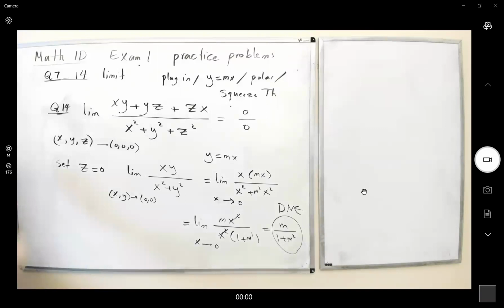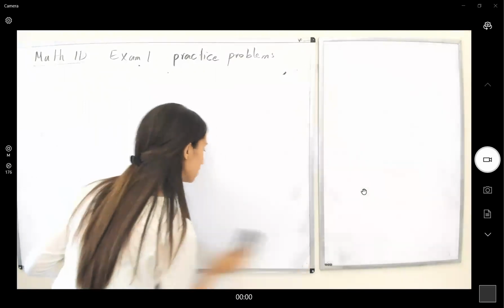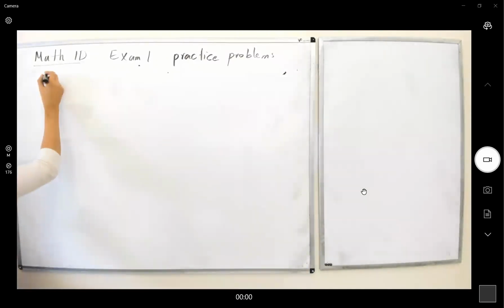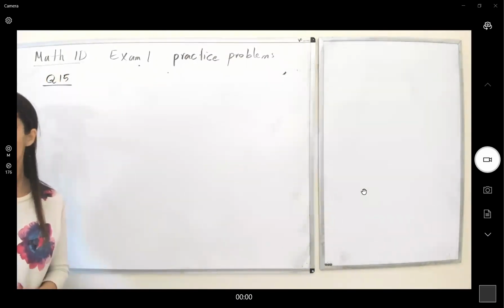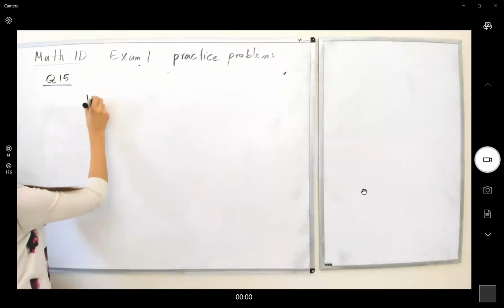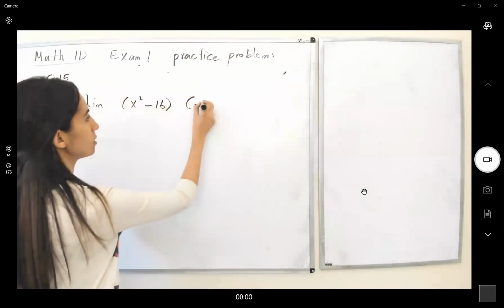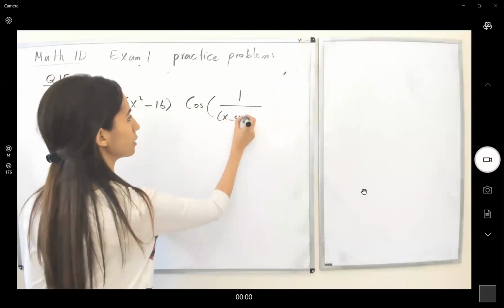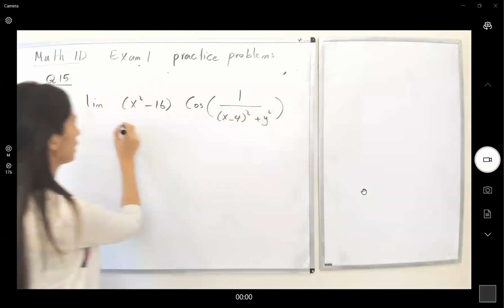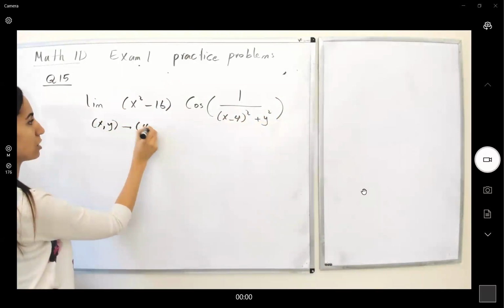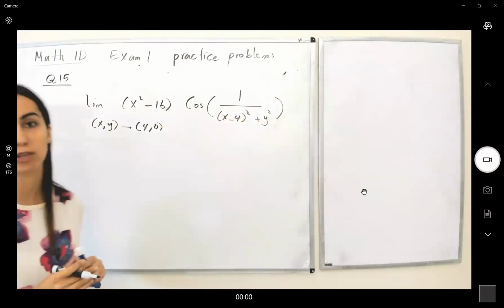Well, on page 2, we have question 15 that asks to use the squeeze theorem. So question 15 asks to use the squeeze theorem and prove that the limit of this function, which is x squared minus 16 times cosine of 1 over (x minus 4) squared plus y squared, as x and y approach 4 and 0, has a limit, and calculate the limit.